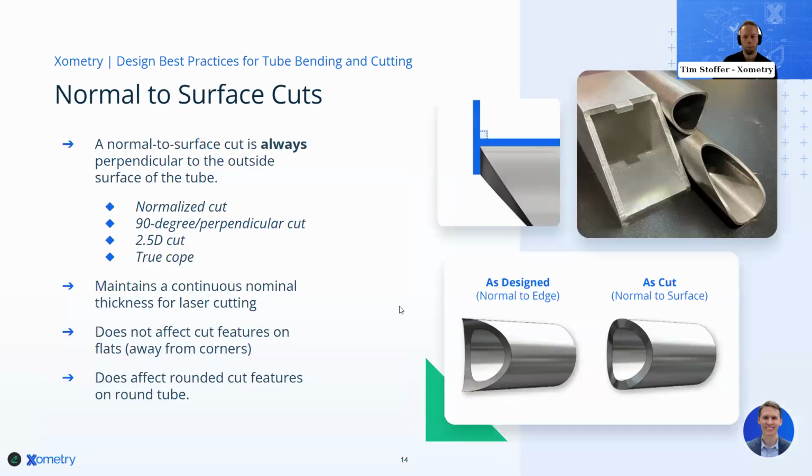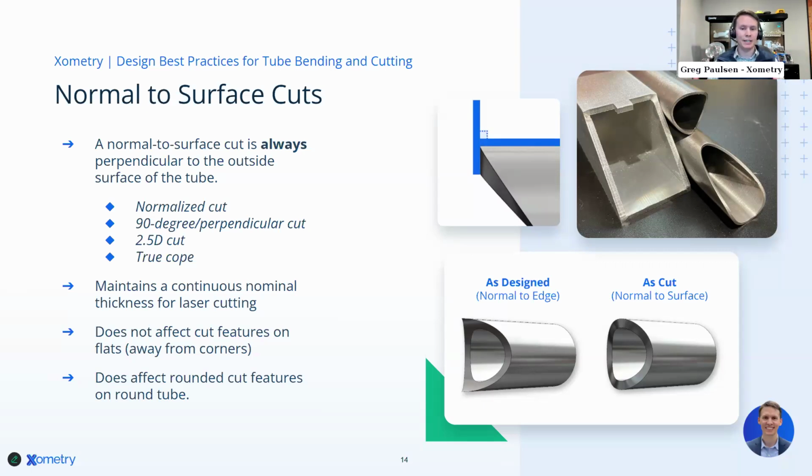So I keep on mentioning this, the normal to surface cuts. If you think about that laser pointing straight down, always aiming towards the center line of your tube, or towards the center of the tube profile, we call that a normalized cut. It's got a lot of nicknames: 90-degree, perpendicular cut, true copes, 2.5D cuts, but it's all talking about the same thing. And we're talking about this because we are talking about managing expectations.